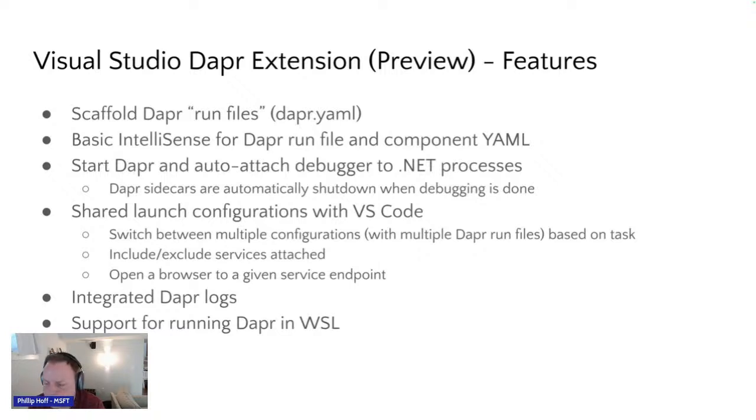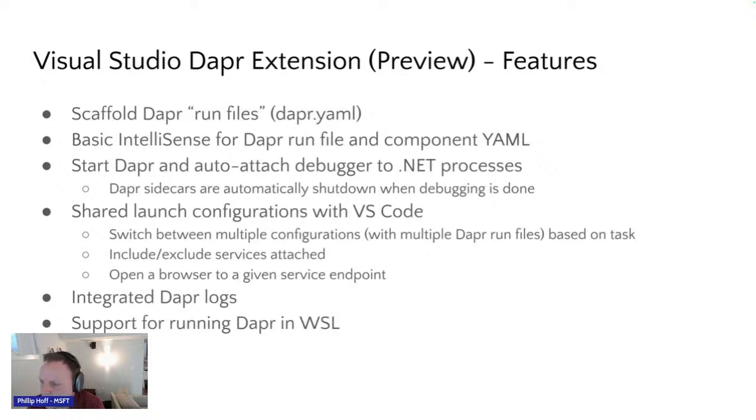The primary thing is being able to automatically start Dapr sidecars and then auto-attach the debugger to all of the running .NET processes. So you can just hit F5, start up your whole orchestrated application, have all the processes attached to the debugger, and then set breakpoints and run. And when you're done debugging, everything goes away, Dapr sidecars get cleaned up, and you're back to where you started. So you don't have this constant back and forth between terminal windows trying to start sidecars and their processes, and then attaching them manually in VS, which can sometimes be tedious.